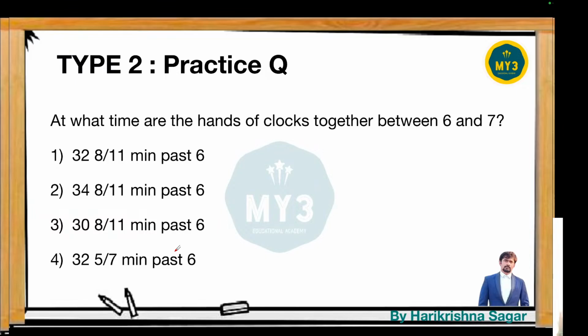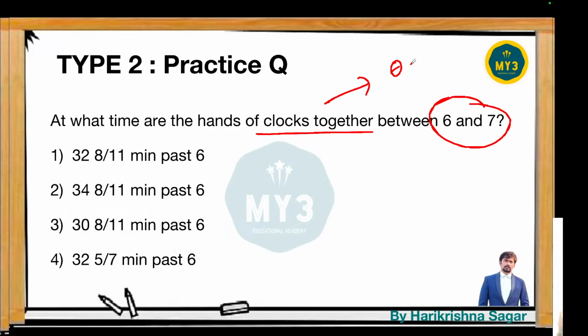What is the answer? Fast. Yeah, Revant is saying option 4. Yes, Chaitanya is saying option 1. Okay. So 6 to 7 when they are going to be together.